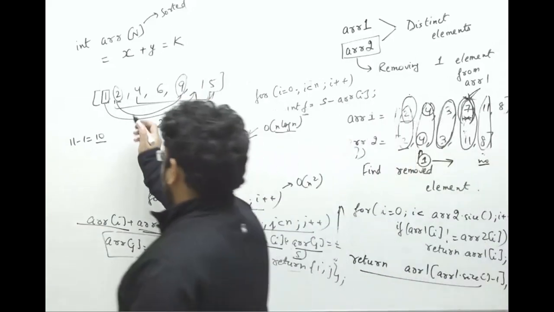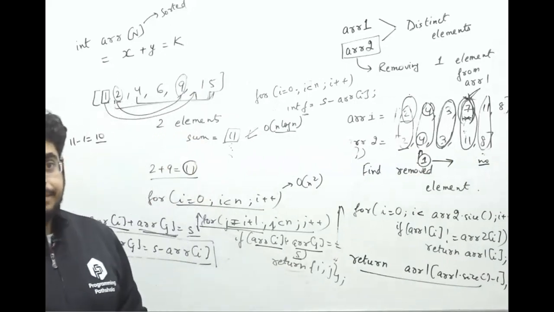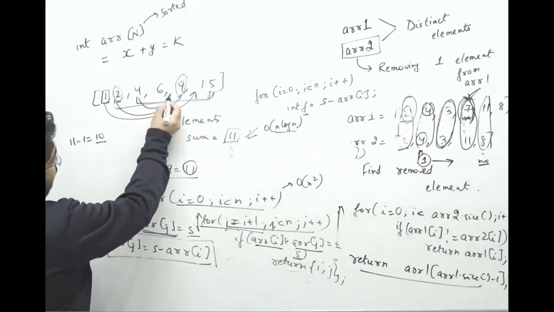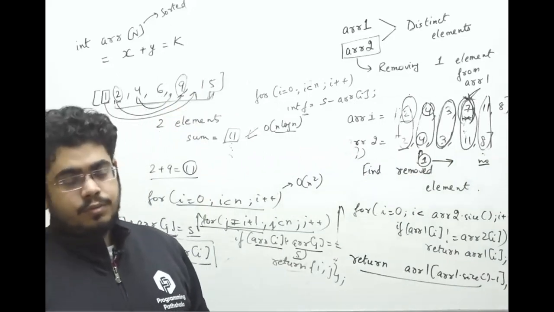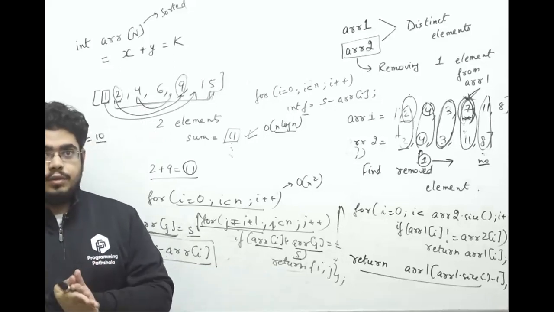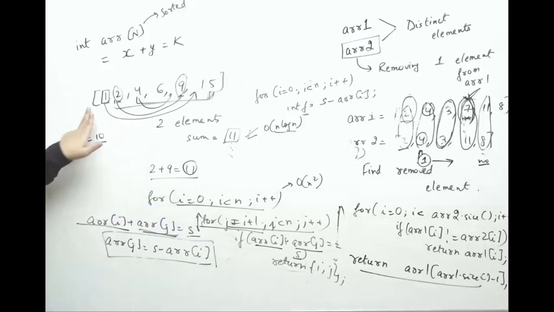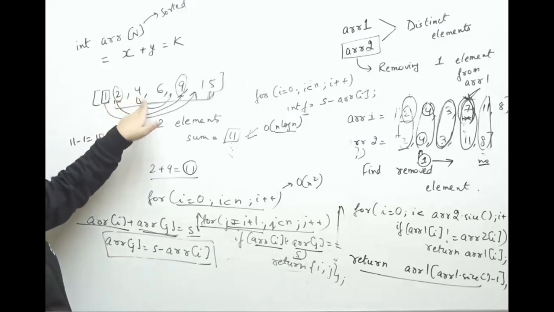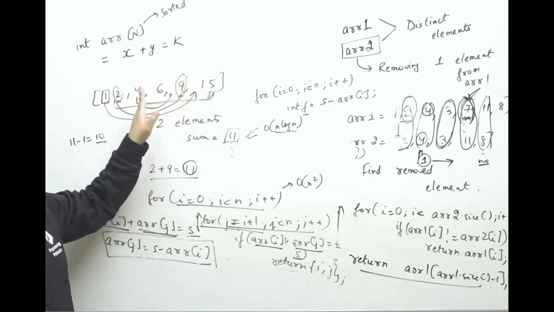Let's go one more step. With 4, what is 11 minus 4? 7. Where will 7 be? Can I say even before this 9? Yes or no? Everyone, are you with me till now? So what is happening is, as the first element that I'm fixing goes forward, the position of its pair is going backwards.